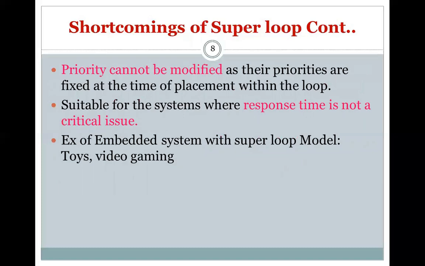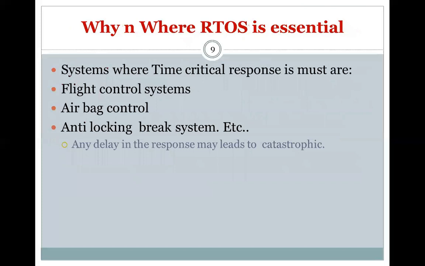A few more shortcomings of the Superloop model are that priority cannot be modified. At the design phase, the priorities are given to the tasks, and with that, the execution happens. These are suitable for systems where response time is not a critical issue. As examples, toys, video gaming.